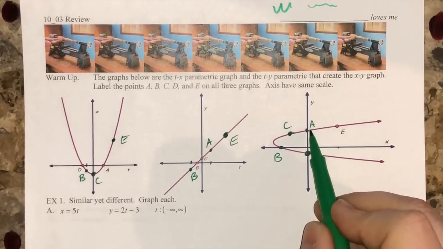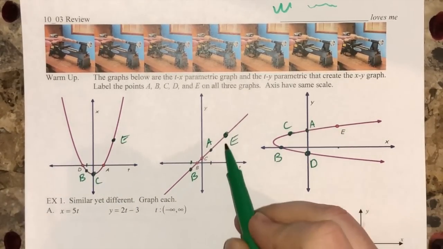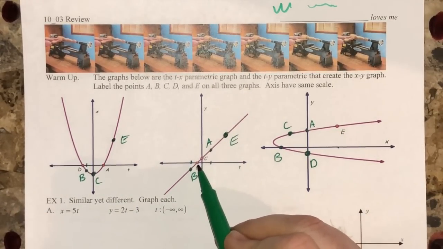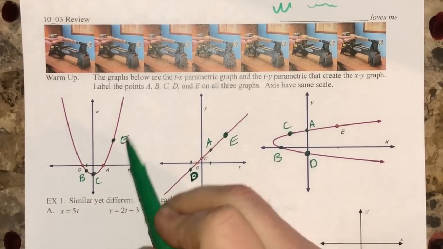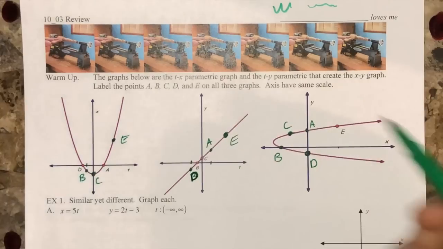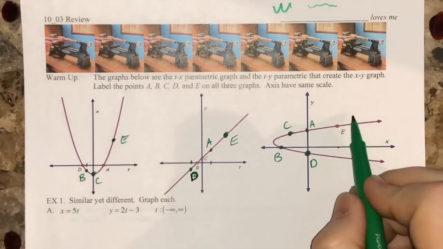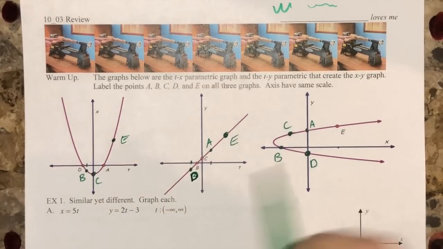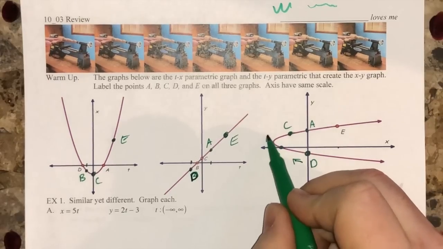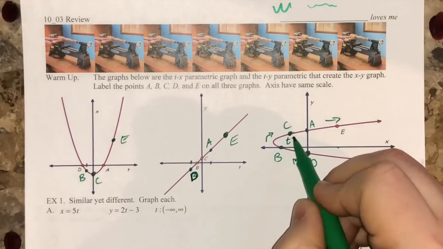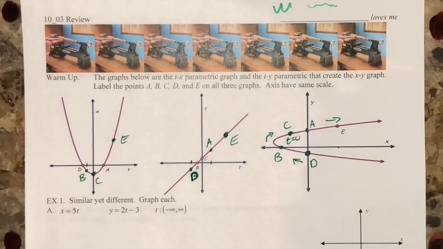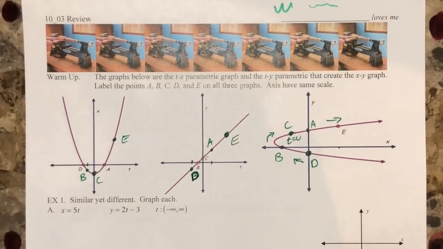And then it goes E, A, C, B, D. E, A, C, B, that was supposed to be a D there. Sorry, that's a D, we'll correct that. E, A, C, B, D. There does seem to be a pattern where we're traveling this way on this parametric. And the only one we know for sure is where C is, right here, this is when t is 0. All right, so that would be the warm-up.